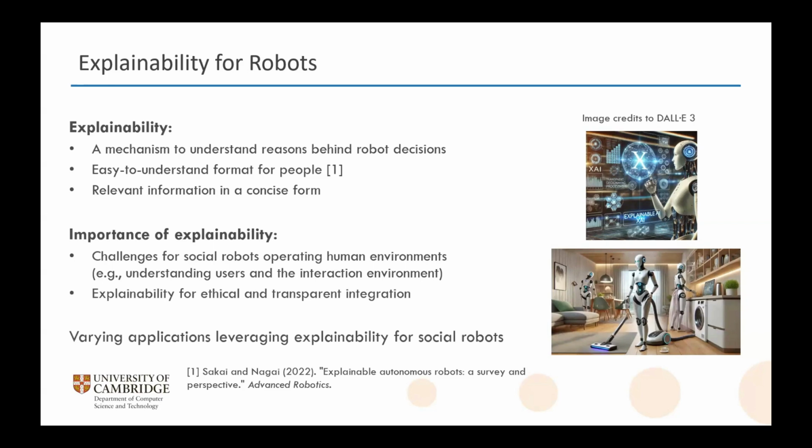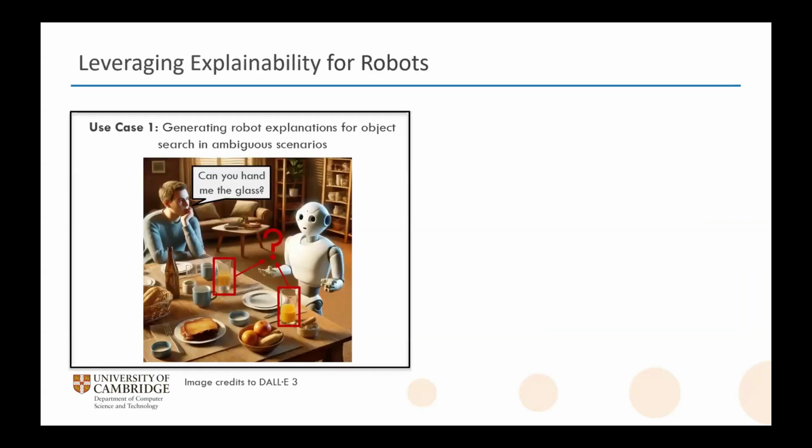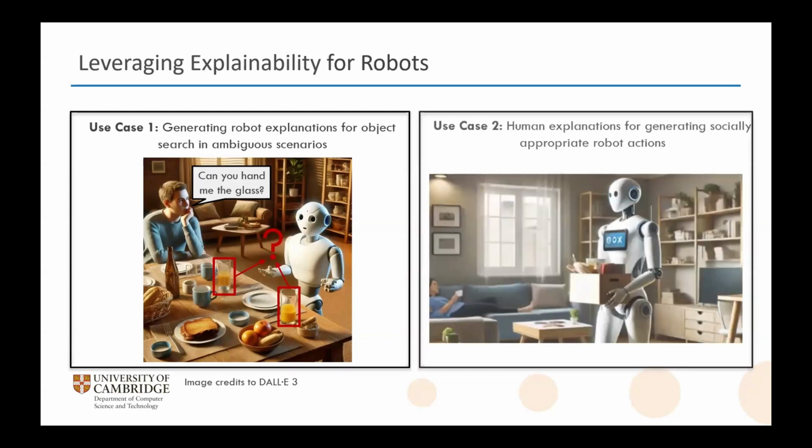And there are varying applications of explainability for human-robot interaction and social robots. Specifically, I'm going to talk about two use cases in this presentation. The first one will be about generating robot explanations for an object search in an ambiguous scenario, when you give instructions to a robot, but there are ambiguities. And the second one will be about using human explanations, the other way around. This time, the robot will use human explanations in order to generate socially appropriate robot actions.